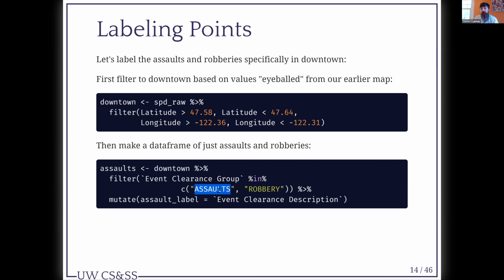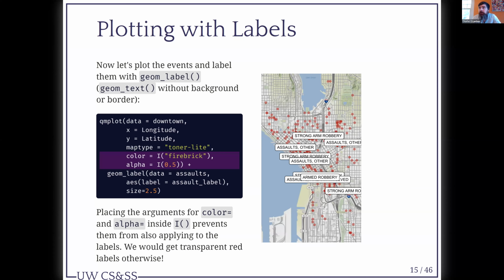So instead of being assaults, it's going to be assaults dash aggravated assault or assault with a weapon, robbery dash strong arm robbery or something, if you're familiar with different types of robbery, which I am. Then we can plot it with labels.